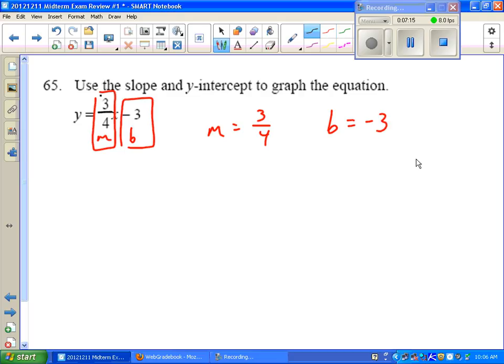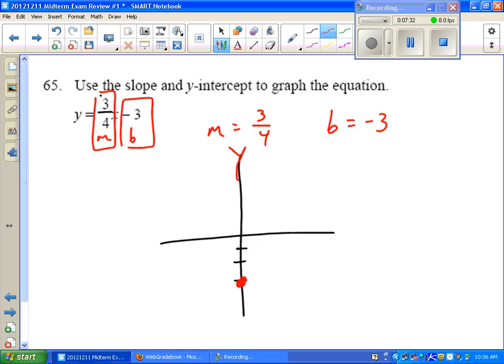So in order to graph it, b tells us where to begin. We're going to begin at negative 3. So that's your y-intercept: negative 1, 2, 3, because we know that's our y-axis because it looks like a big capital Y. So our first point's going to go at negative 3. So it's going to go right there.